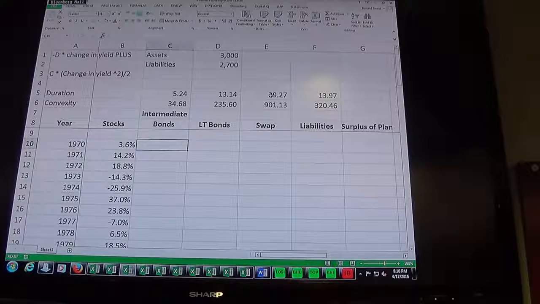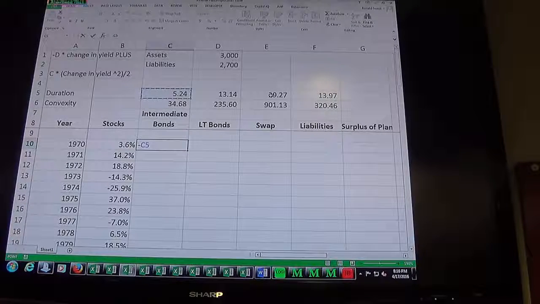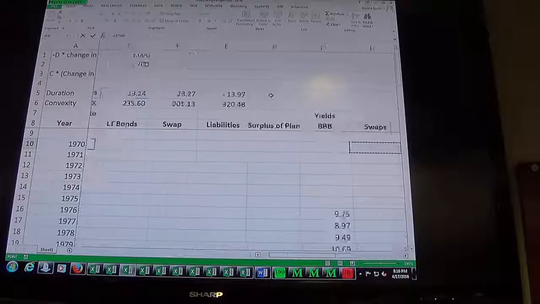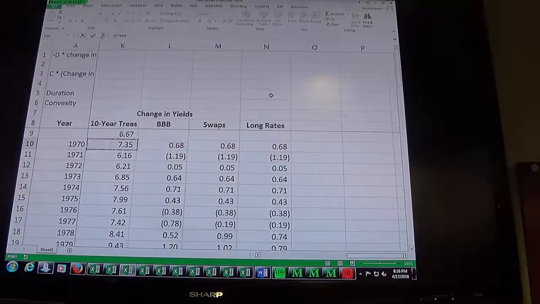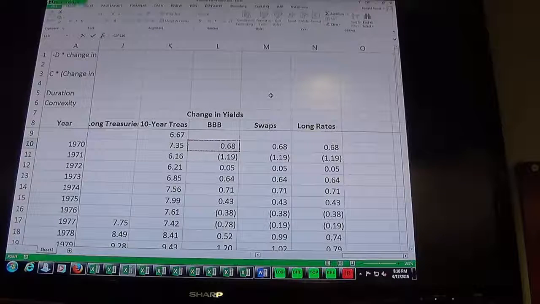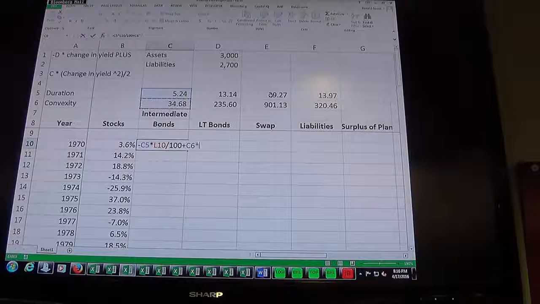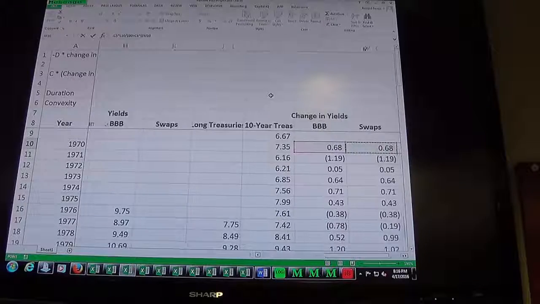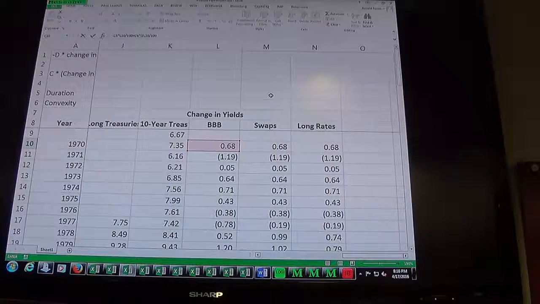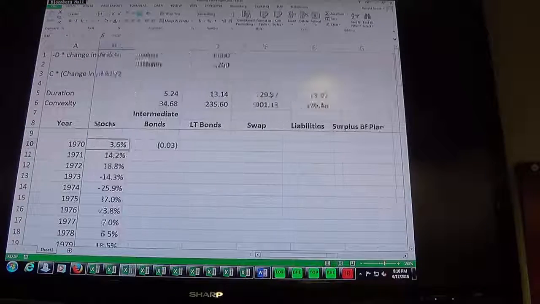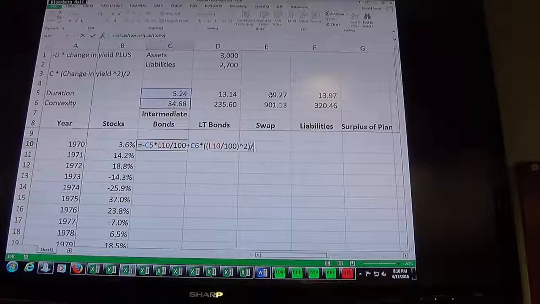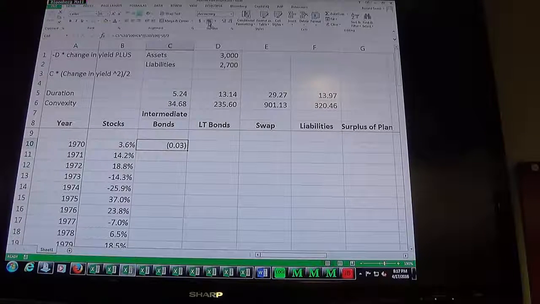So my bond return for 1970 is going to be what? Minus duration. Y'all know this formula, right? Times the change in yield. What is my change in yield? These are triple Bs. Plus my convexity times change in yield squared, divided by 2. Did I do that right? Hopefully I did that right.